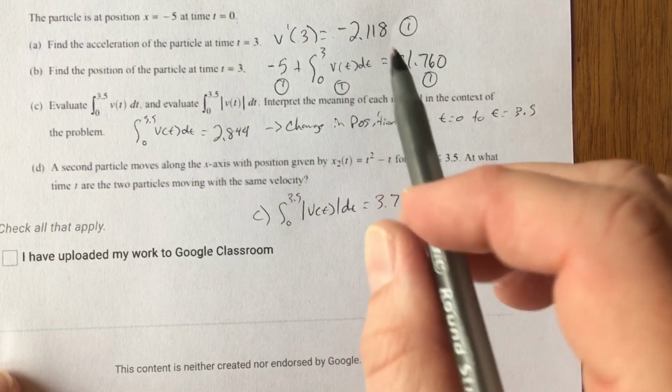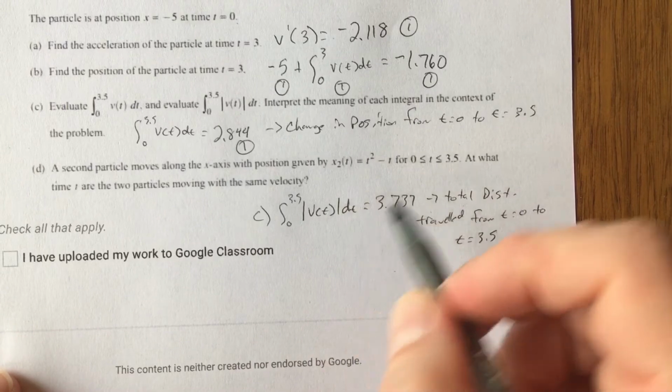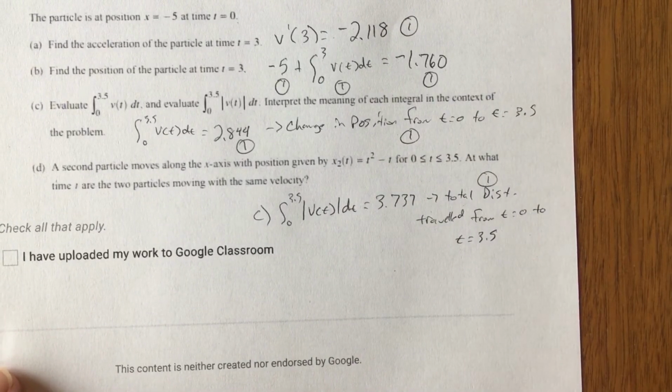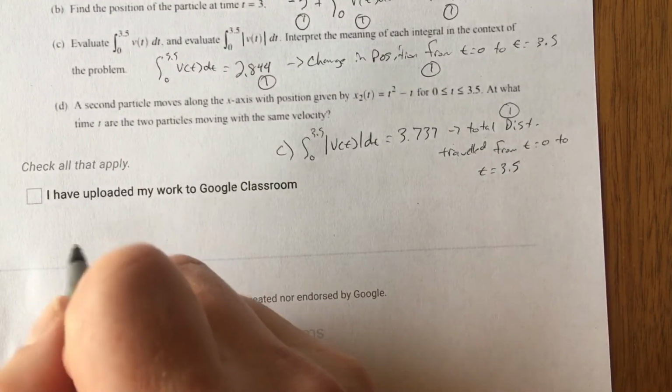But at any rate, you got 1 point for these answers. They both had to be right. And then you got a point each for the interpretation. So 2 easy points there. Like I said, unfortunately, we probably won't see that. All right, then we get D.